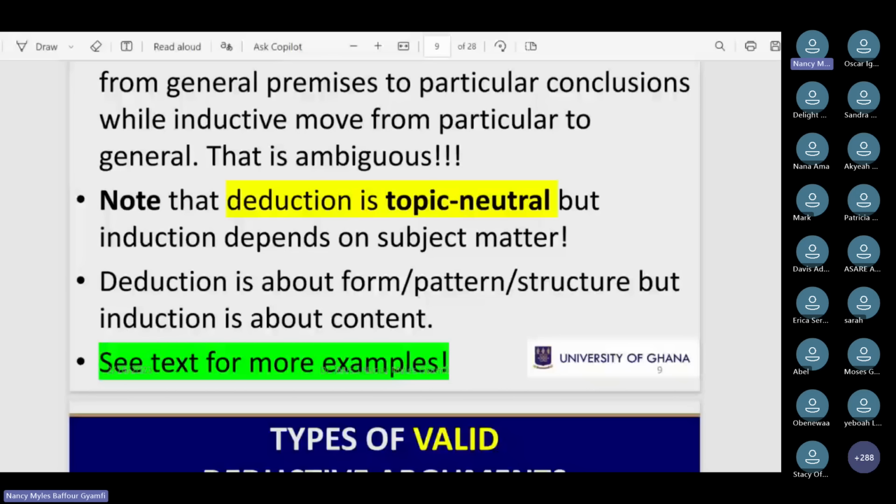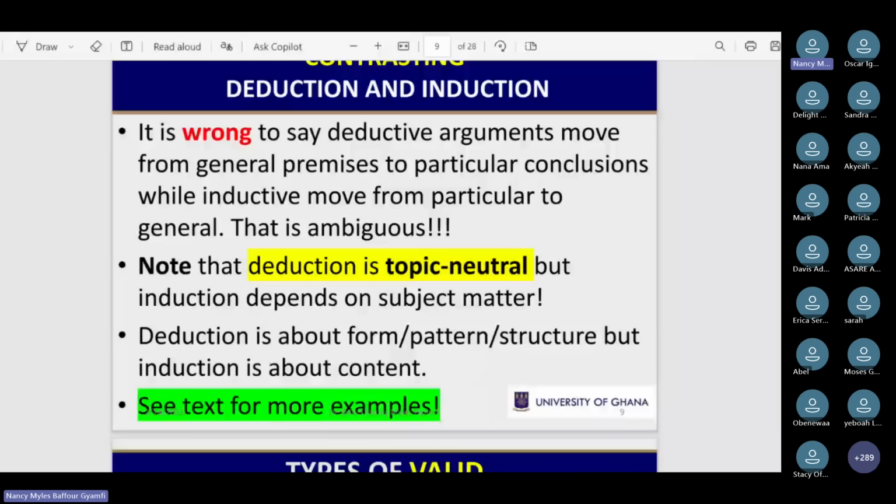Okay. Now I tell students something, so maybe I'll tell you also. The first one that we say is ambiguous. Those who are saying that it moves from general to particular, then it is deduction. And if it moves from particular to general, then it is induction. It is a wrong way of categorizing.